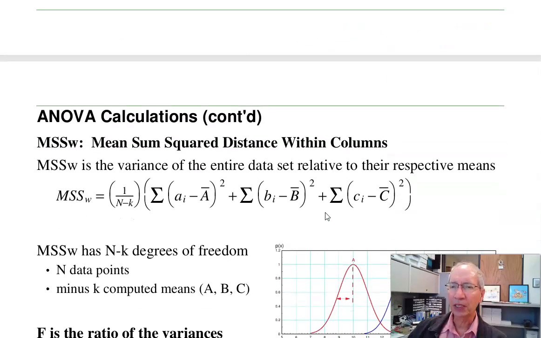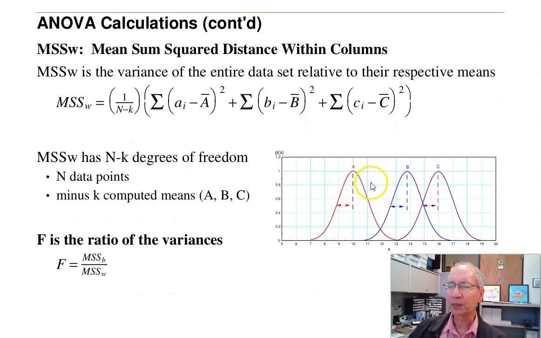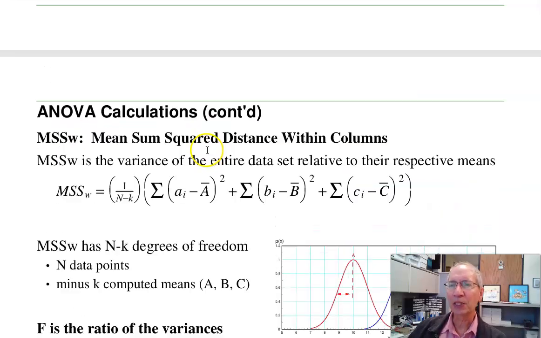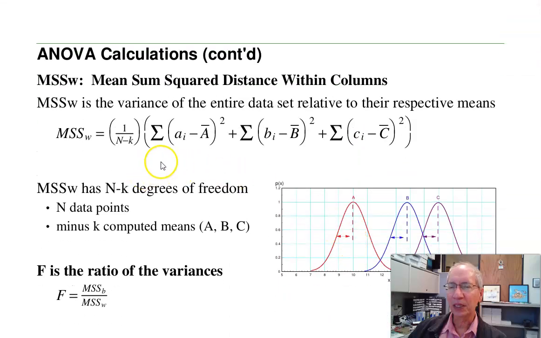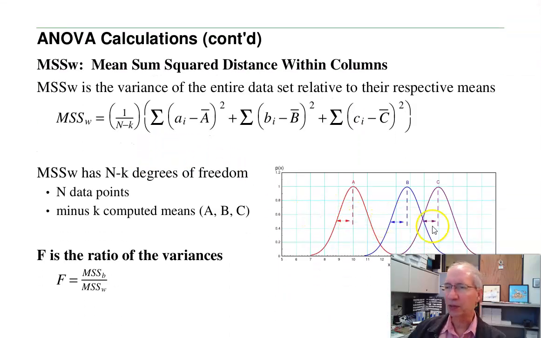The denominator is mean sum squared within columns. Take all the data. How far is A from its local mean? How far is B from its local mean? How far is C from its local mean? Squared. Add them all up. Take the average. That's the mean sum squared within columns. And notice I have to have the N minus 1 up here because it's relative to one global average, and N minus 3 down here because it's relative to 3 local averages.